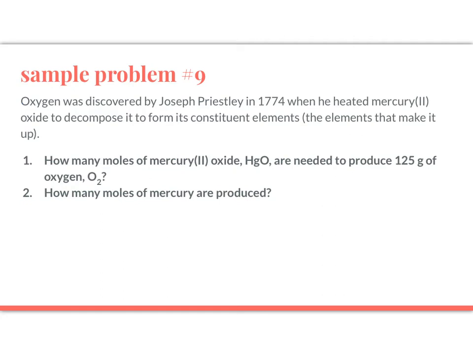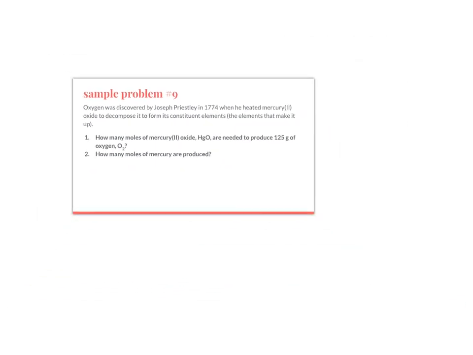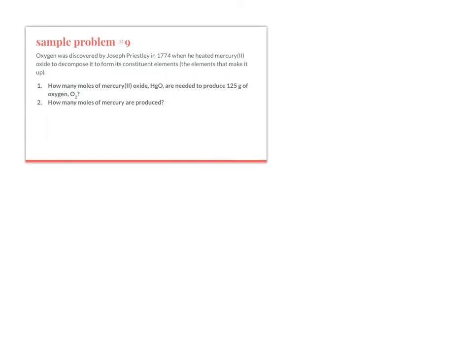Okay, let's work out sample problem 9, where it says oxygen was discovered by Joseph Priestley in 1774 when he heated mercury 2 oxide to decompose it to form its constituent elements. So the elements that make it up. So first, let's figure out the chemical reaction for the decomposition of mercury oxide. So mercury oxide is, I'll go through it all with you.